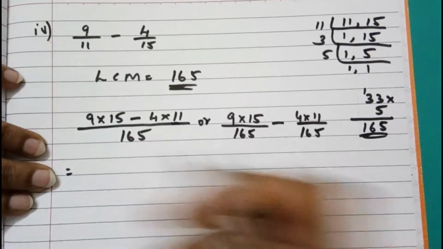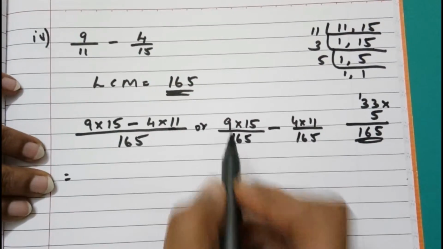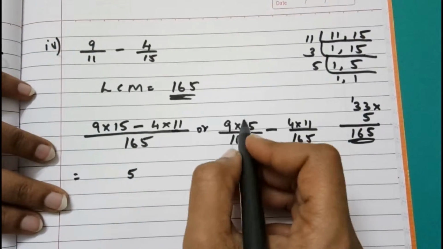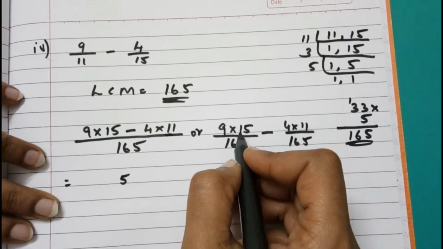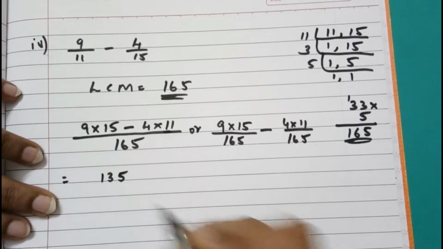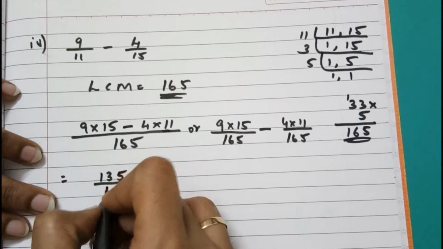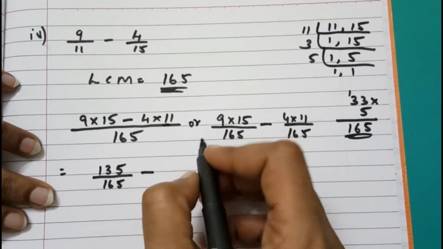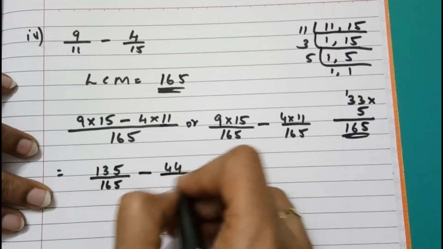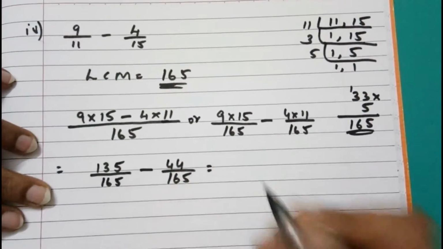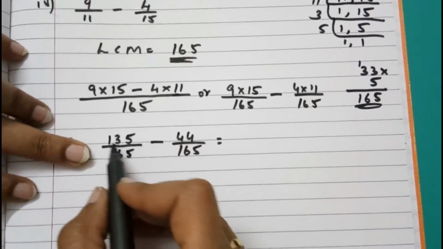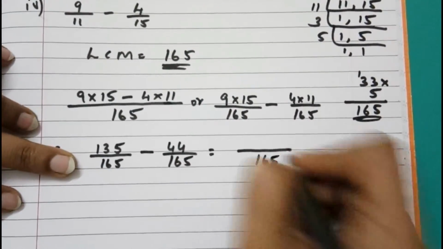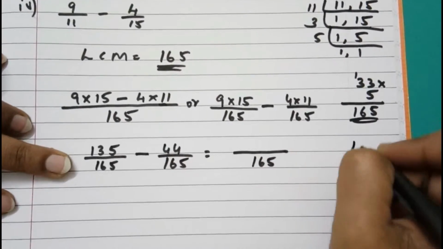Okay. Now calculating this, 9 into 15, 9 5s are 45, carry 4, 9 1s are 9, 9 plus 4 is 13, so 135 by 165 minus 11 into 4 is 44 by 165. Now since we have the same denominator, we can directly subtract here. So what would be the denominator here? 165.